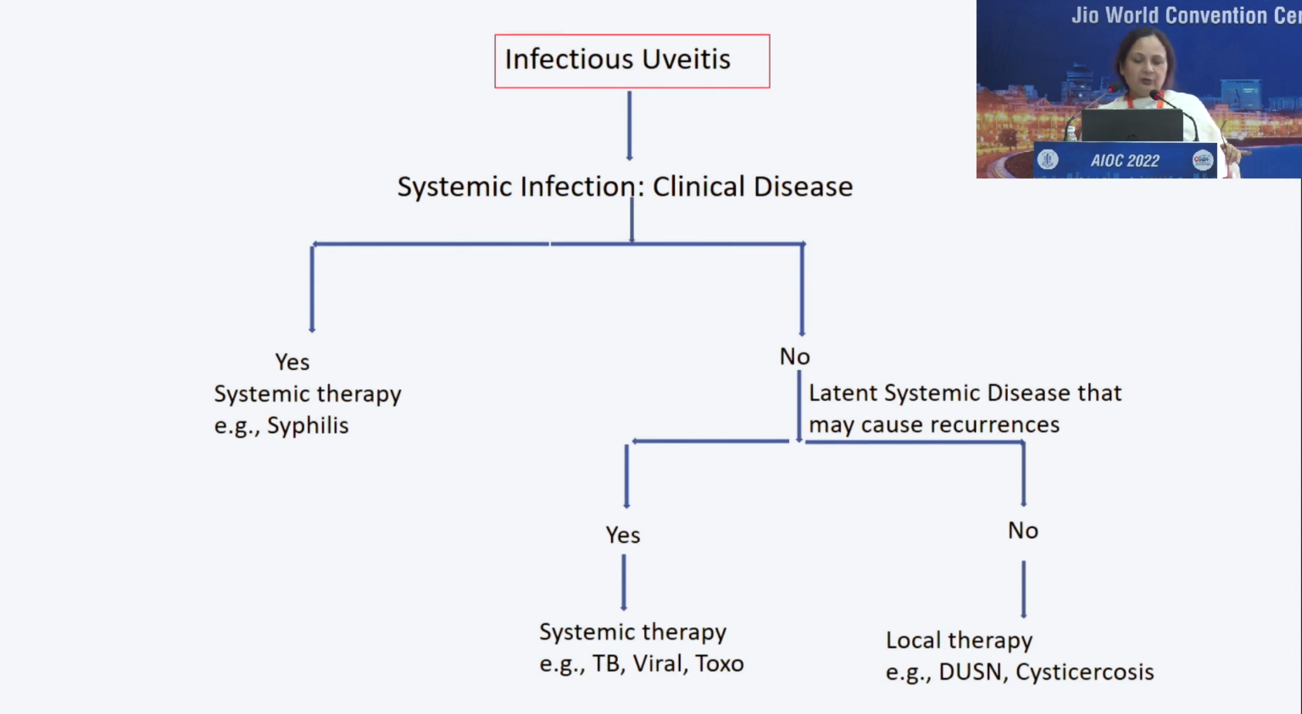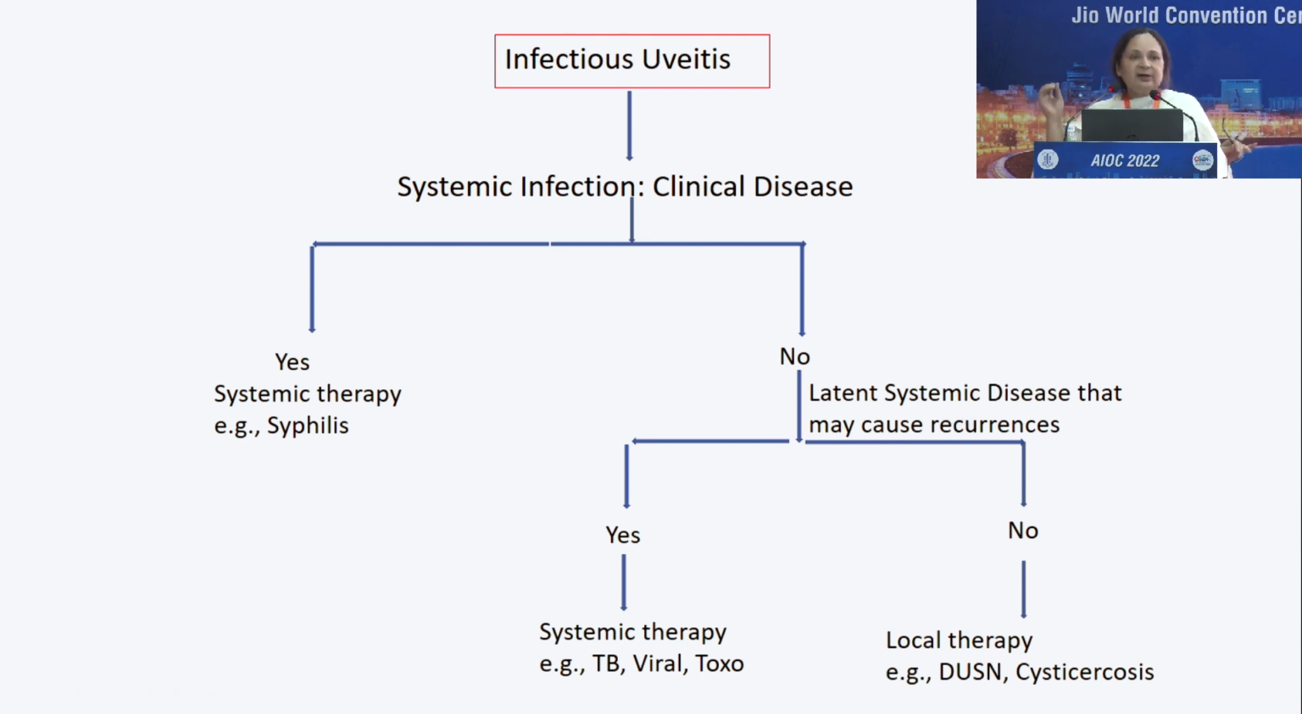So how do you go? You look at infectious uveitis. First see, is the inflammation part of the systemic disease or is it just local inflammation? If it is a part of systemic disease like syphilis, then of course systemic treatment. If it is only a local disease, then again you have to see, is there any latent systemic disease which might have a chance of recurrence?